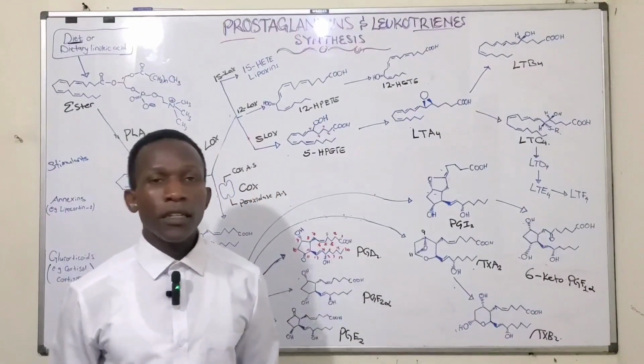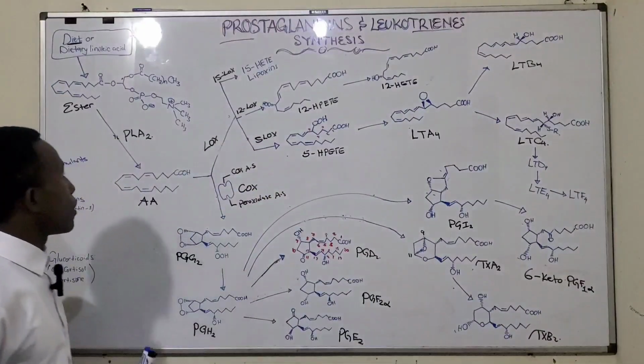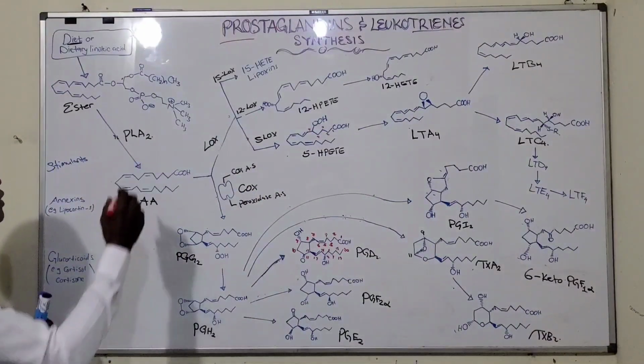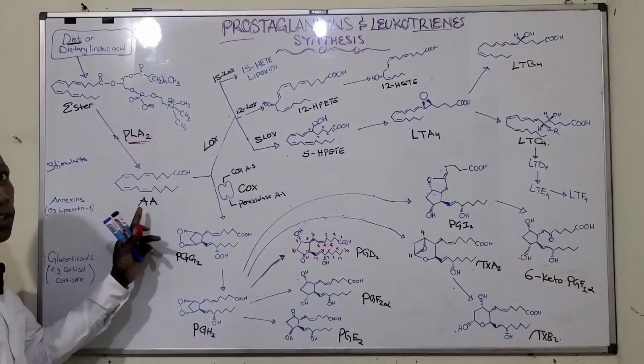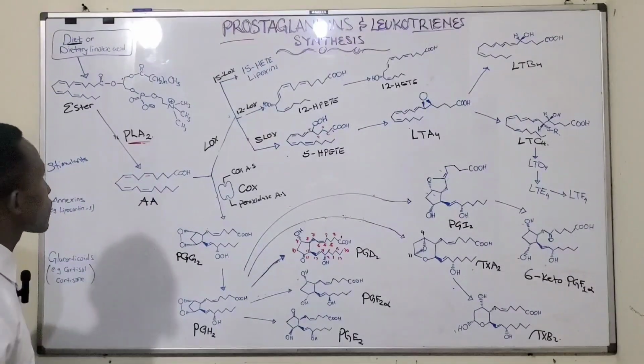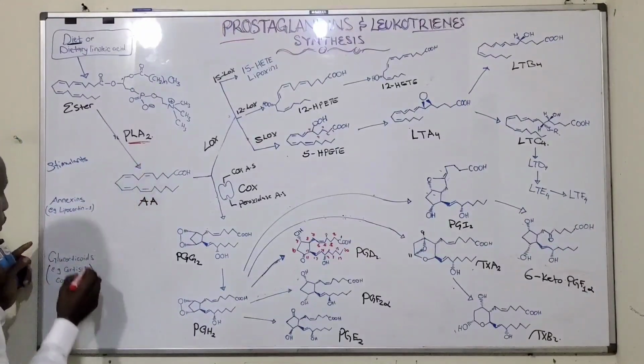Let's talk about the sites of different drugs now. From here, this is phospholipase A2, which is responsible for the production of arachidonic acid. This enzyme can be inhibited by glucocorticoids.